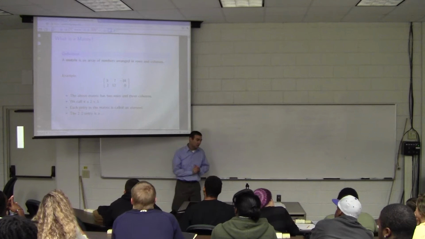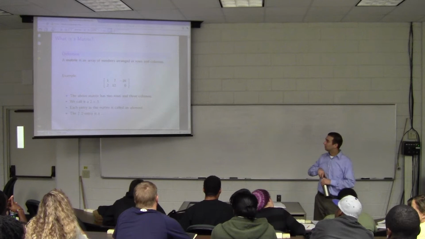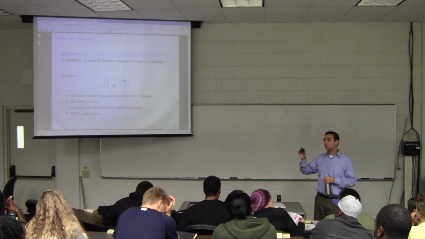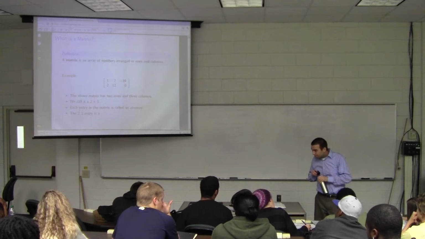Negative 16. What about the 2-1 element? Two, right? 2-1 is going to be second row, first column. We go from top down, left to right. It's just a simple naming structure.